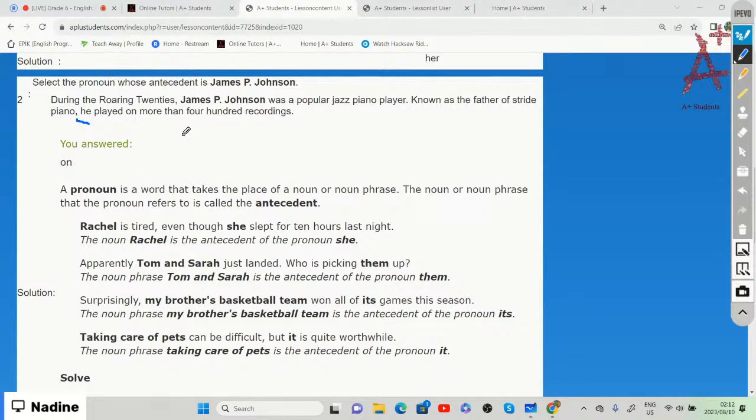So he is basically taking the place of James P. Johnson. Now we don't have to repeat his name again when we come close to the end of the sentence. We basically just say he, or if it's a woman, you say she. If it's more than one person, you say they. Or if you want to include yourself, you can say we.